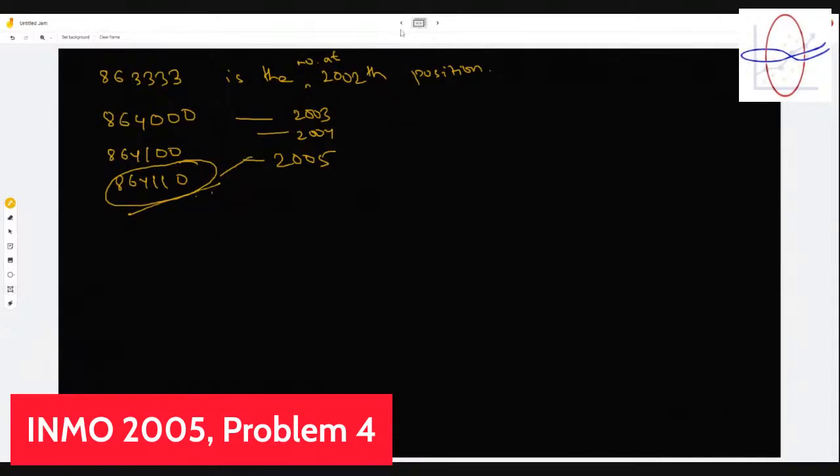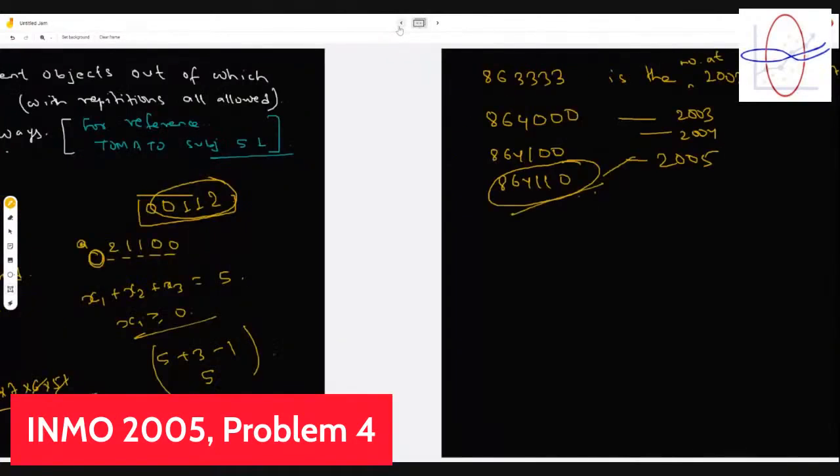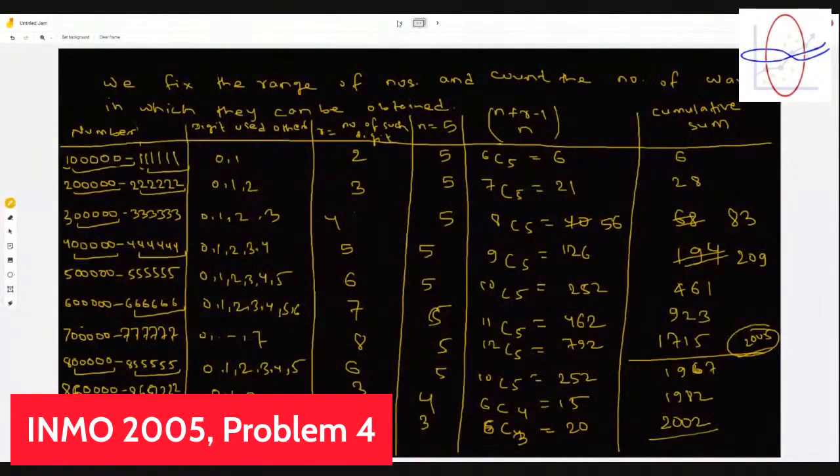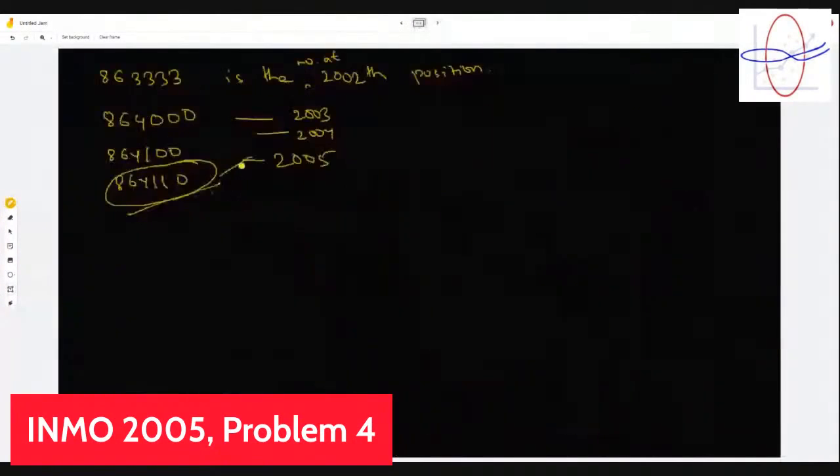So this is how we do this question. The calculation was very messy, and still we did it. This is how this problem is solved. Thank you and have a nice day.